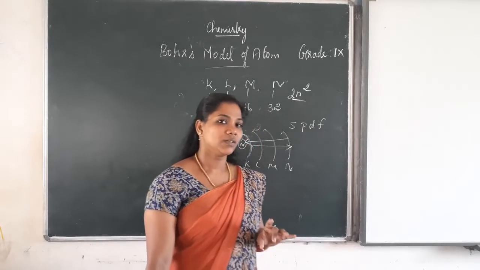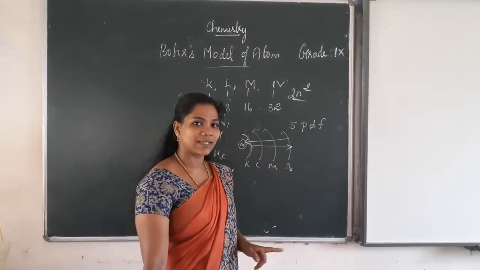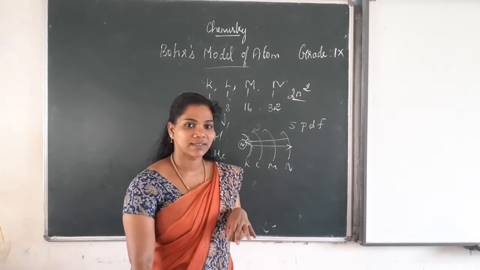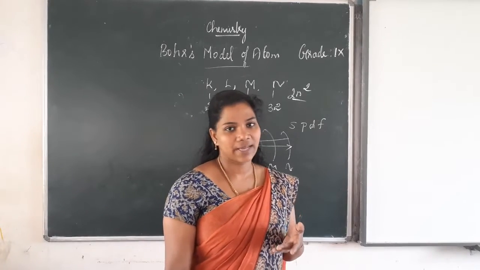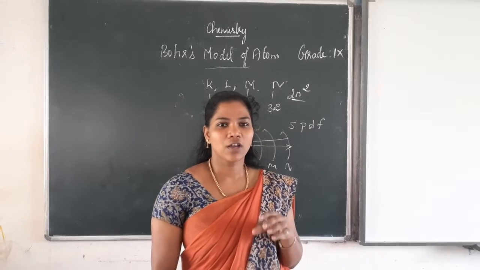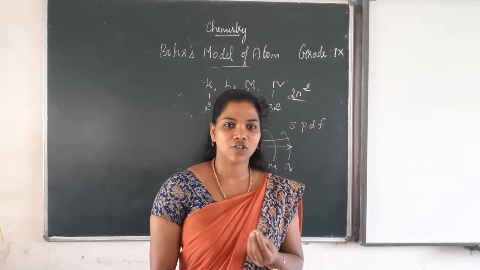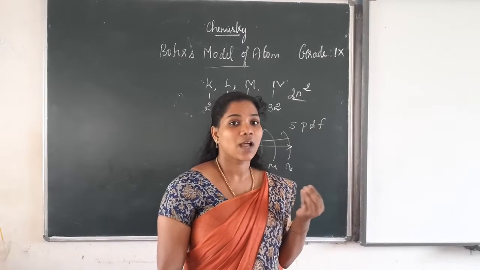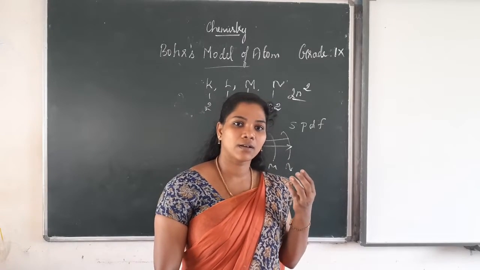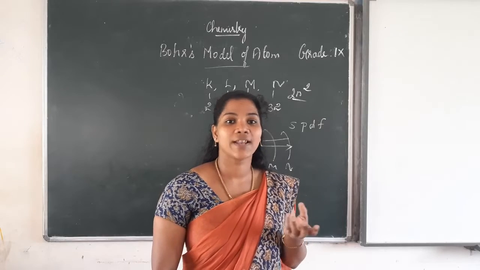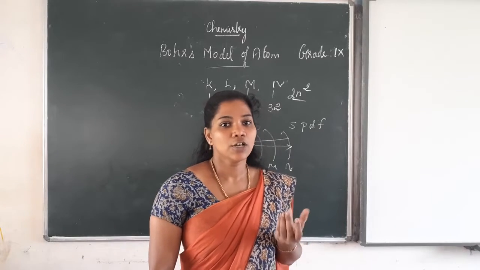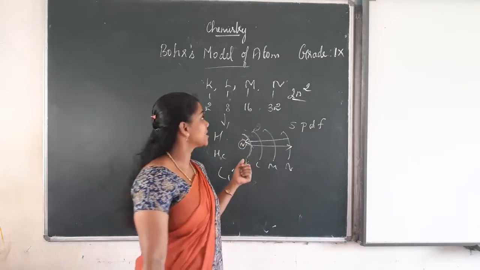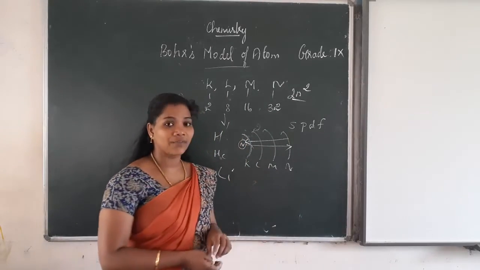Did you understand? Up to 32 is there, isn't it, the total number of electrons, and it goes on. How these electrons are placed inside the shell, he did not explain. It is only applicable for atoms with a small number of electrons like hydrogen, helium, lithium, beryllium, boron, etc. It is not applicable for atoms containing many electrons like uranium. So these are the limitations of Bohr's model of atoms.